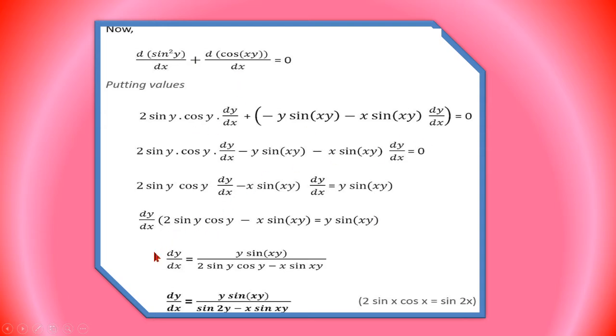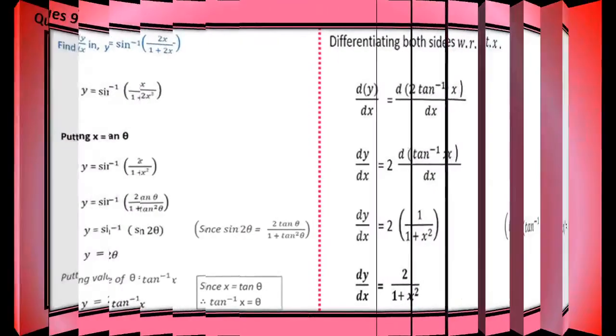And now again, same way, let's take out the dy by dx common from the terms where we can take it common, and then let's keep it on one side and shift everything else to the right side. Here in the denominator, we are getting 2 sin y cos y, which can be written as sin 2y. This is one of the formulas, and this is the answer.